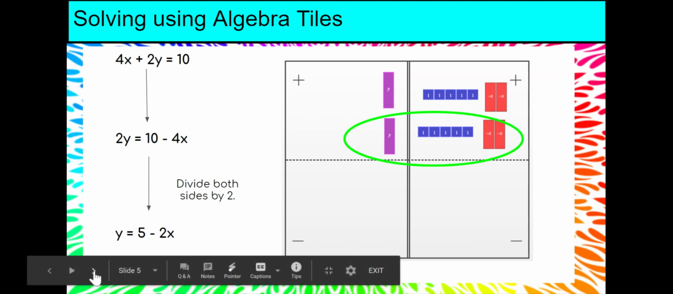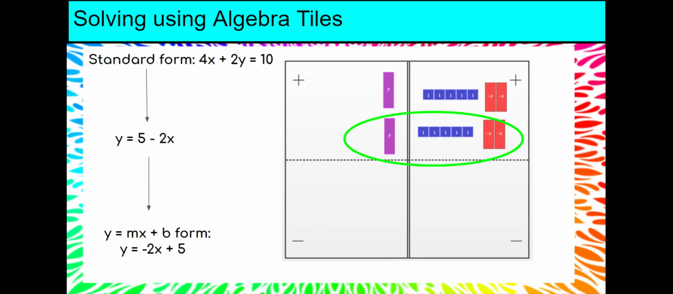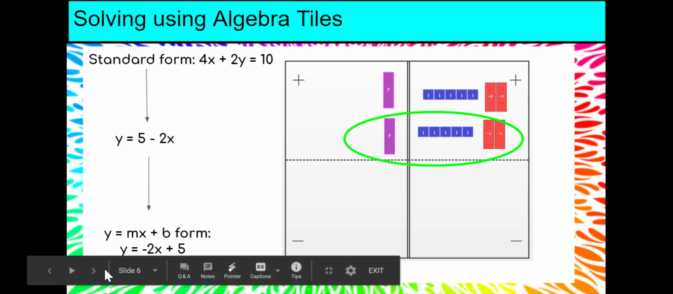We can take this one step further and put this into y equals mx plus b form. When we do this, we switch our x tiles and our unit tiles so that we have proper form. So our new equation is y equals negative 2x plus 5.